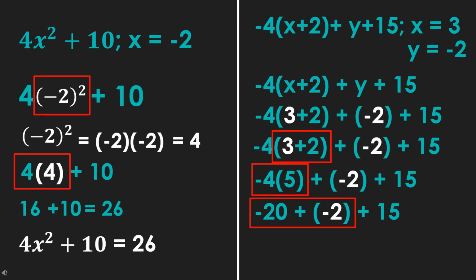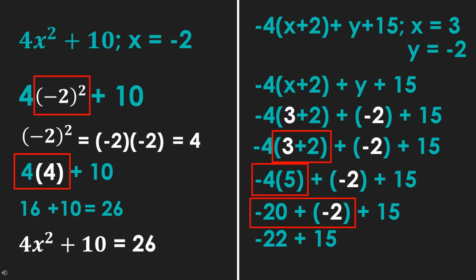So this means we solve first what is negative 20 plus negative 2. This time, we are adding integers with the same sign. So we simply add them and follow the common sign. Kaya wala man tayo 0 pair ani. And the answer is negative 22. So finally, we have negative 22 plus 15.